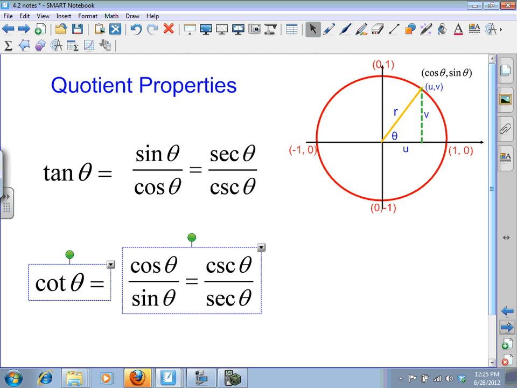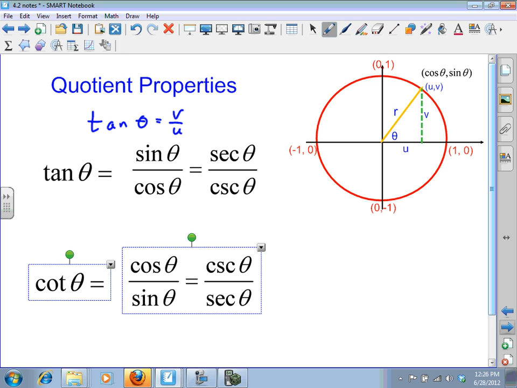Next, here's the same picture again, and in this picture, we know that the tangent of theta is equal to v over u. Well, guess what v is? V is sine theta, and u is cosine theta. So this is called a quotient property. The quotient: tangent theta is equal to sine theta over cosine theta.